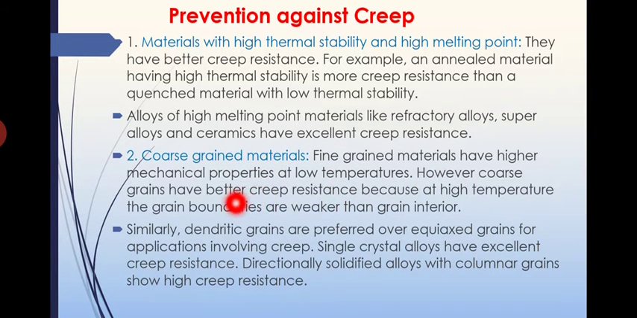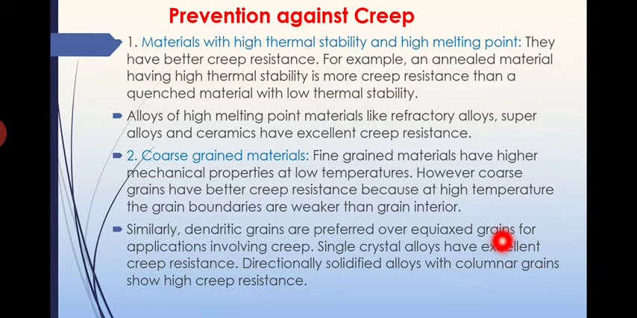However, coarse grain have better creep resistance at high temperatures. The grain boundaries are weaker than the grain interiors. So another thing we can do to prevent creep is to use the coarse grained material rather than the fine grained material. Similarly, dendritic grains are preferred over equiaxial grains.